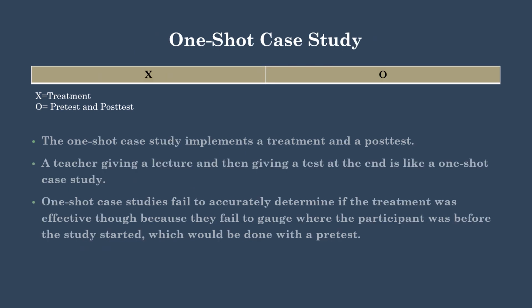The one-shot case study implements a treatment and a post-test. A teacher giving a lecture and then giving a test at the end is like a one-shot case study. One-shot case studies fail to accurately determine if the treatment was effective, though, because they fail to gauge where the participant was before the study started, which would be done with a pretest.